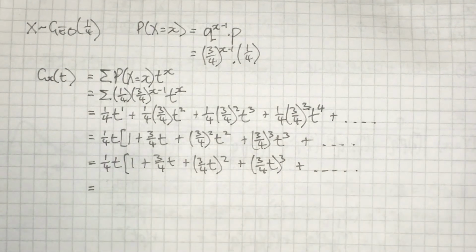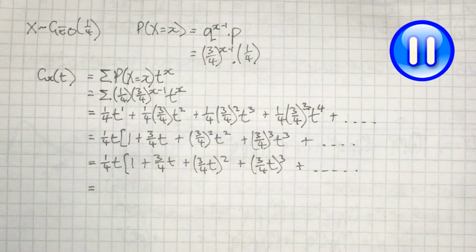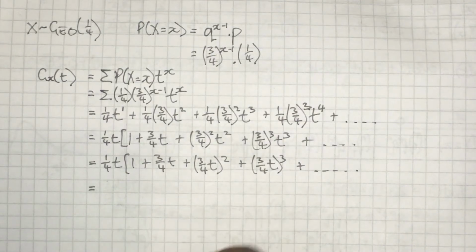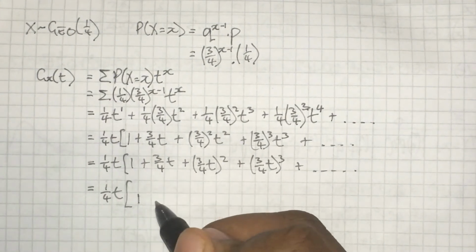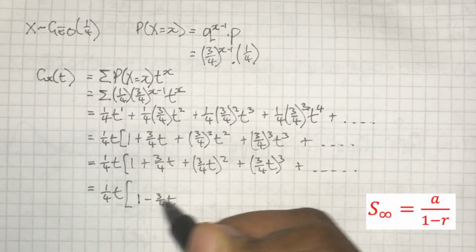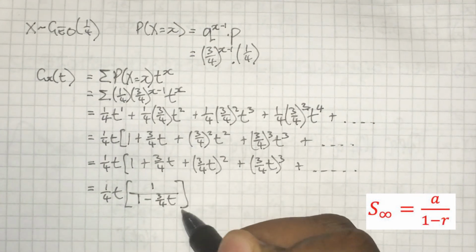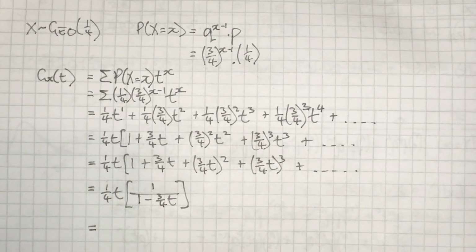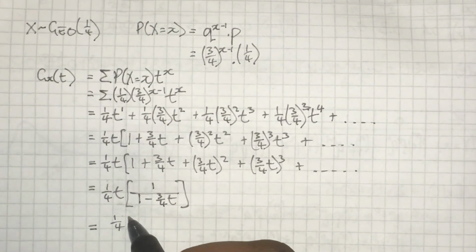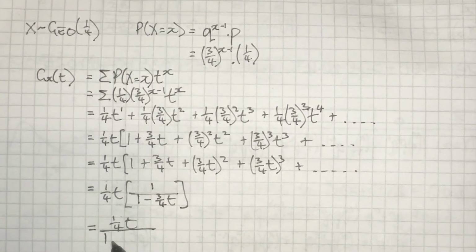So I hope you can see here, what we have is a geometric progression or geometric series where the first term is 1, the common ratio is 3/4 t, and since the geometric distribution is infinite, we're looking for the sum to infinity. So the sum to infinity is a over 1 minus r. So I'm just going to substitute that in and see where we can go from here. Well, let me expand these brackets. I'm going to multiply in by the 1/4 t.